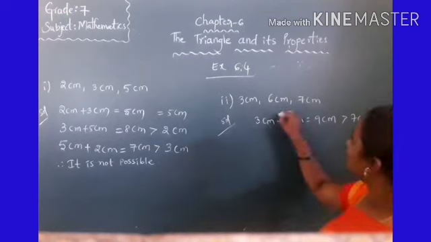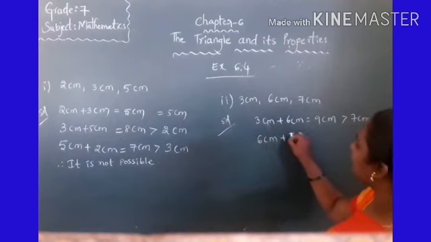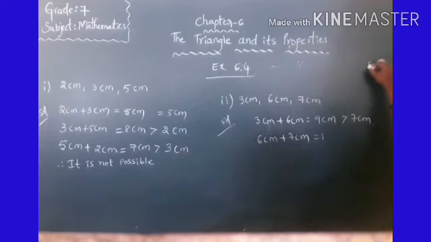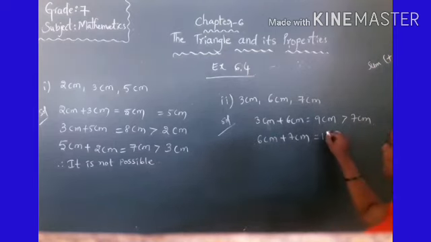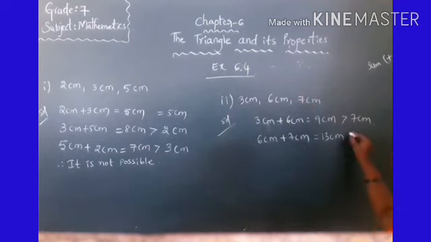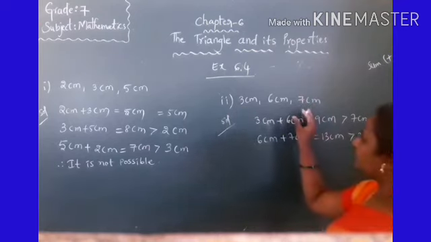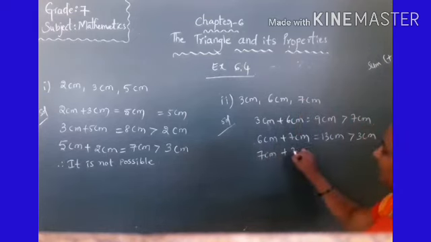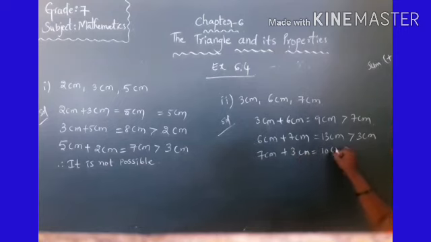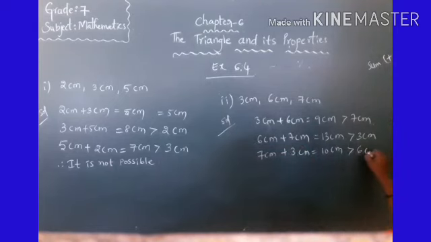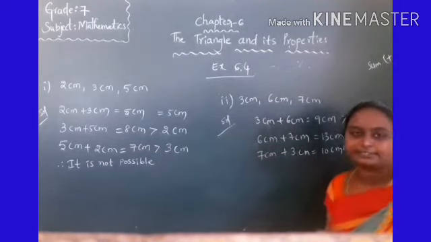Now take two sides, that is 6 centimeters plus 7 centimeters. Sum means addition. So 6 plus 7 is 13 centimeters. Is this 13 centimeters greater than the third side? Right. Next take 7 centimeters plus 3 centimeters. It gives 10 centimeters. Is this 10 centimeters greater than 6 centimeters? Yes. So it is possible.